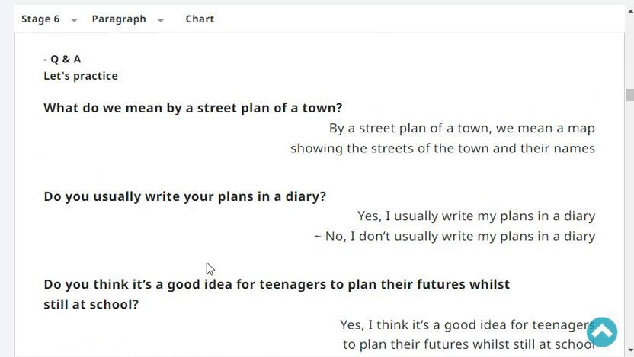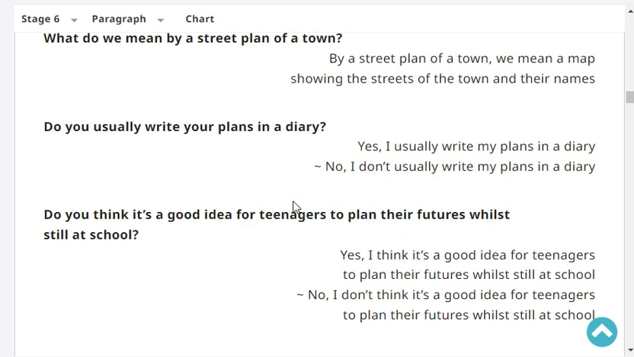What do we mean by a street plan of a town? By a street plan of a town, we mean a map showing the streets of the town and their names. Very good. Do you usually write your plans in a diary?